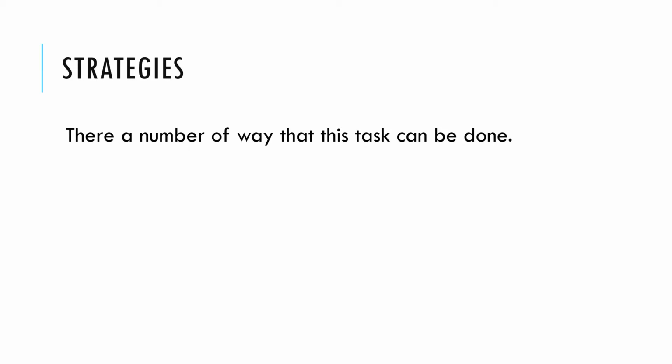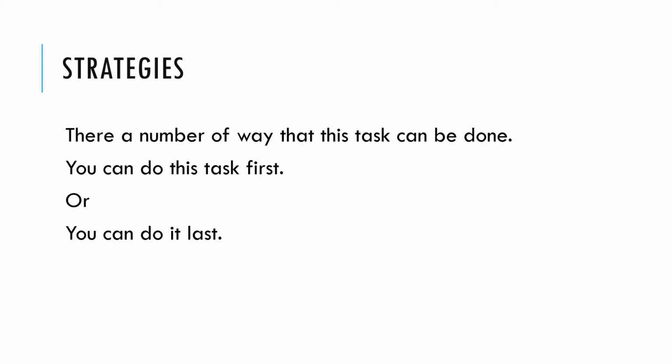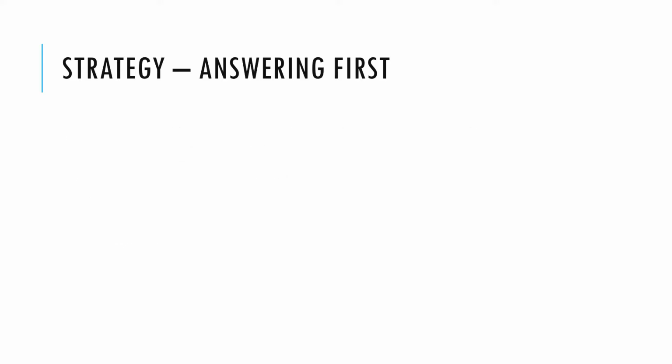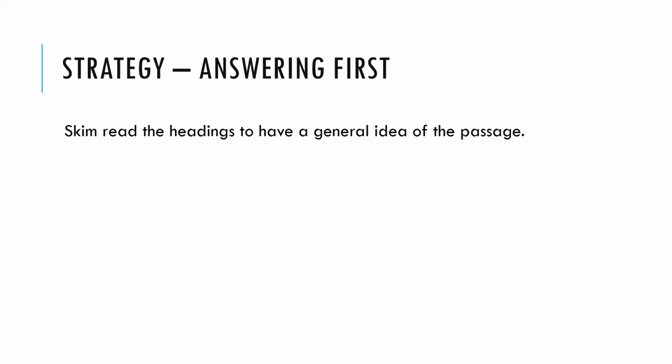There are a number of different ways that list of headings questions can be done. You can either do them first or you can do them last. I would suggest trying both strategies and finding out which one works best for you. So we'll have a look at answering the questions first. Before we start reading the passage, we're going to skim read the headings to have a general idea of the passage. We're not looking for any specific detail. We just want to know what our main topic and theme is going to be.